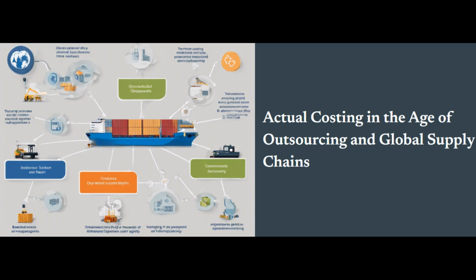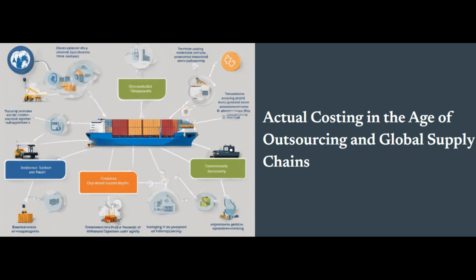Greater visibility and transparency: actual costing can help organizations achieve greater visibility into the performance and cost drivers of their global supply chain, enabling them to identify and address inefficiencies, mitigate risks, and enhance overall operational resilience. Alignment with sustainability and corporate social responsibility: actual costing data can support organizations in understanding the true environmental and social costs associated with their global operations, informing their sustainability initiatives and corporate social responsibility efforts.